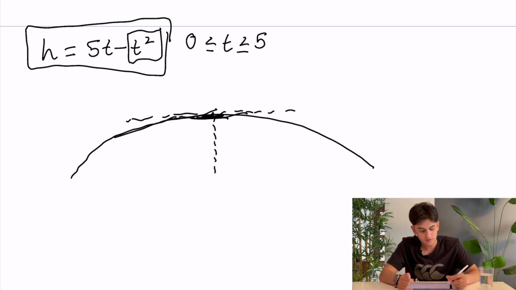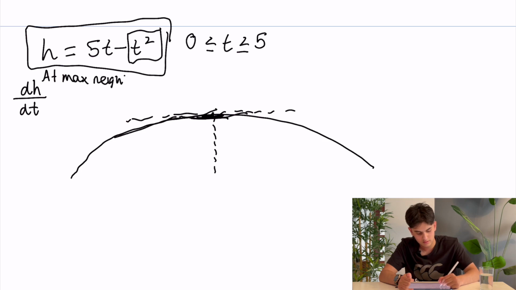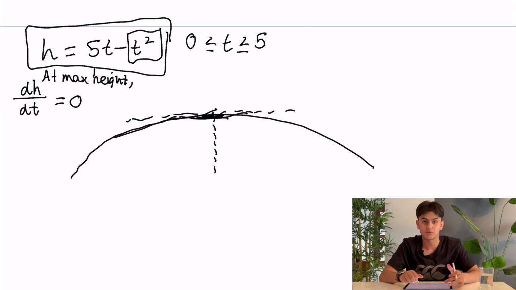So the way that we represent that is by using fractions. To denote the instantaneous rate of change, instead of writing h over t, we write dh over dt. So at the maximum height, dh over dt equals 0. So now we know what the instantaneous rate of change will be at that maximum height, but we need to find out, first of all, when that happens and what the height will be as a result.